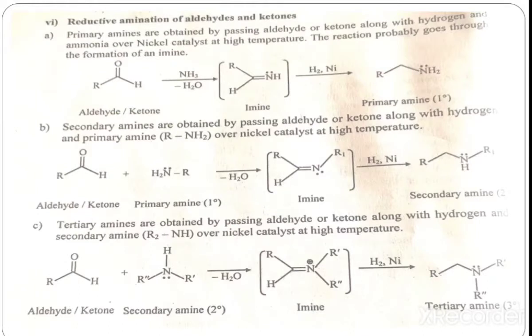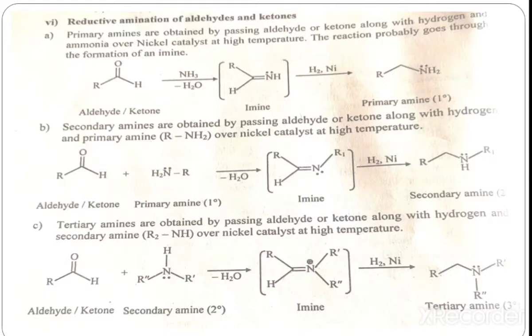Here we first discuss the reductive amination of aldehydes and ketones. That means primary amines are obtained by passing an aldehyde or ketone along with hydrogen and ammonia over a nickel catalyst at high temperature. Here, the reaction probably goes through the formation of an imine.